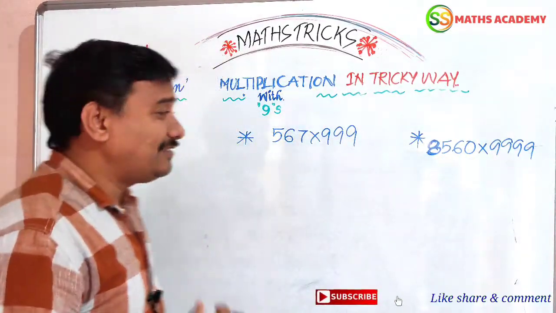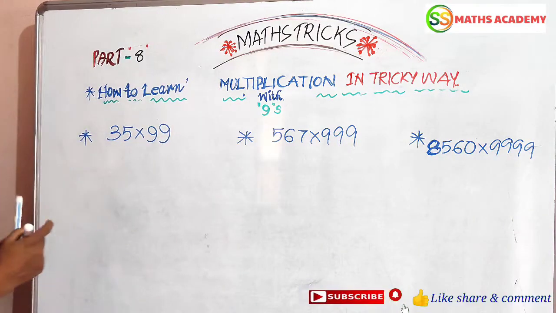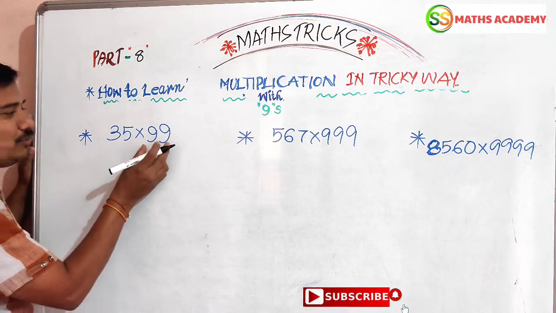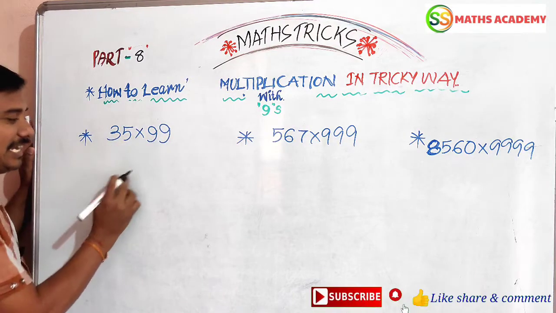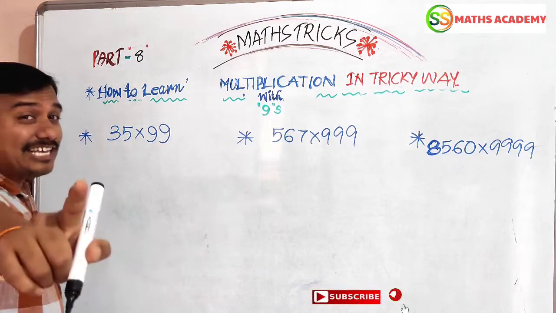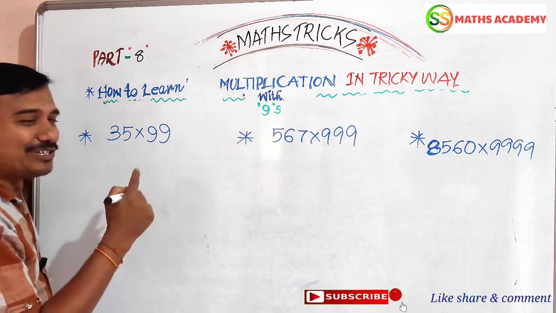Now let us see, friends. First question is 35 multiplied with 99. Simple. You have to multiply with the 9 table, again the 9 table. It will take minimum 1 minute. Just count how many seconds you need to come up with this answer.